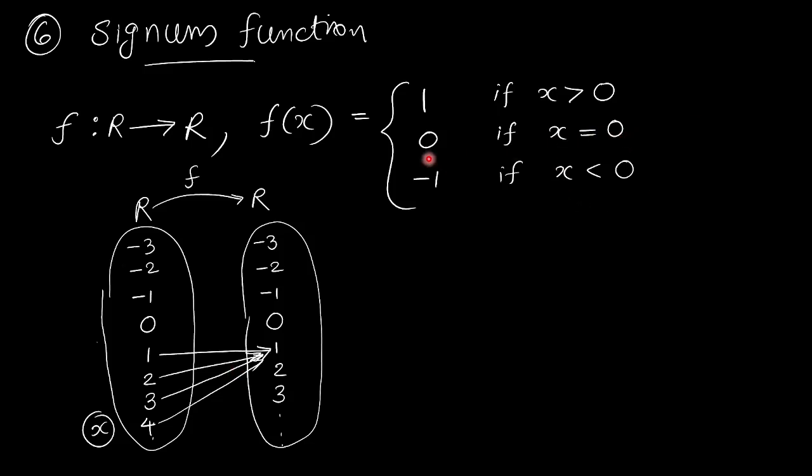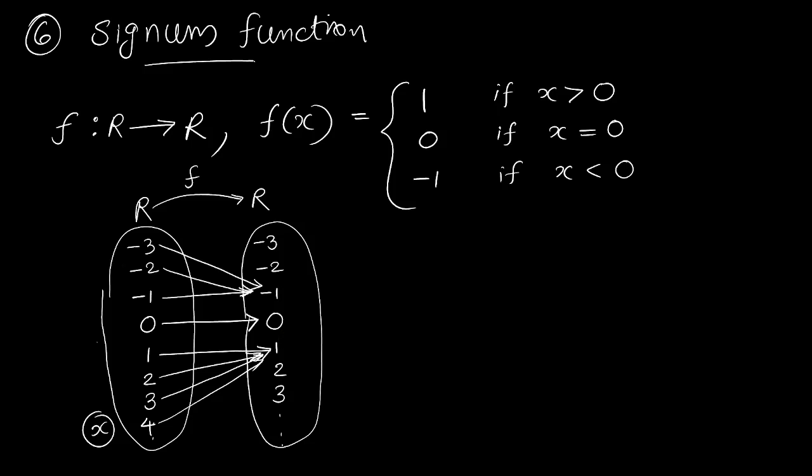When x equal to 0, the image will be 0. For 0, the image is 0. And for all negative numbers, the image is minus 1. Arrows go like this: minus 4 to minus 1, like that. So all the arrows will be ending on three numbers: minus 1, 0 and 1.